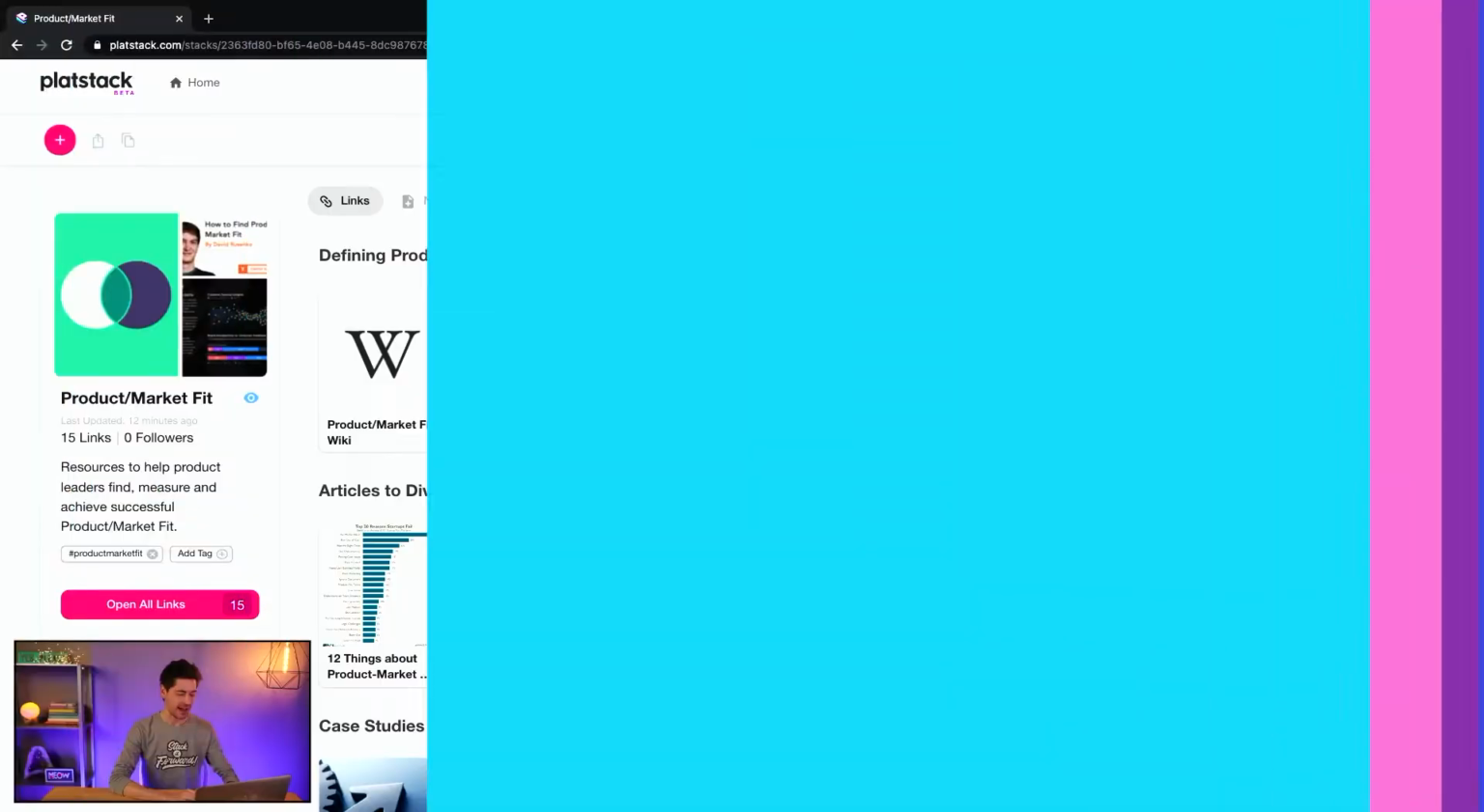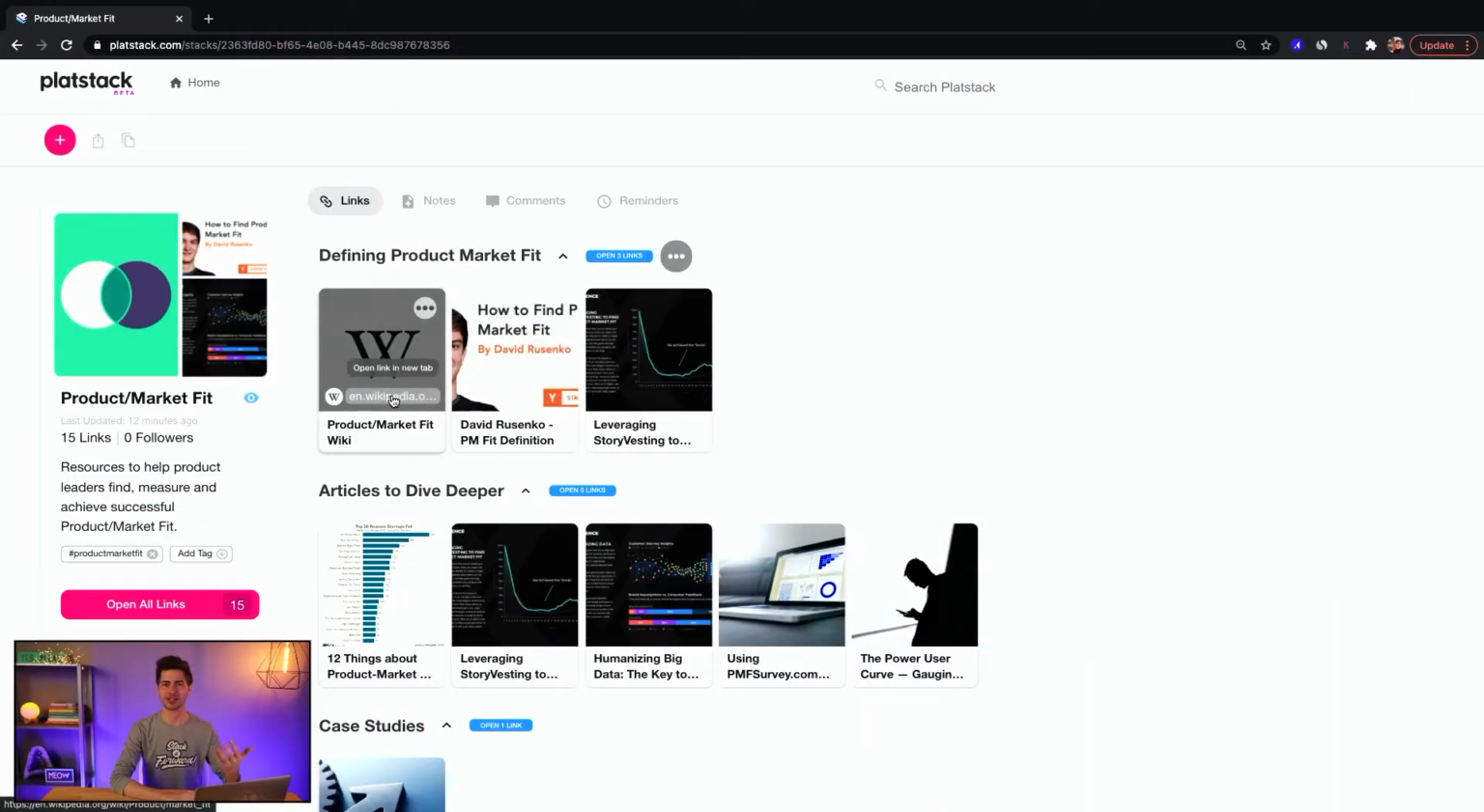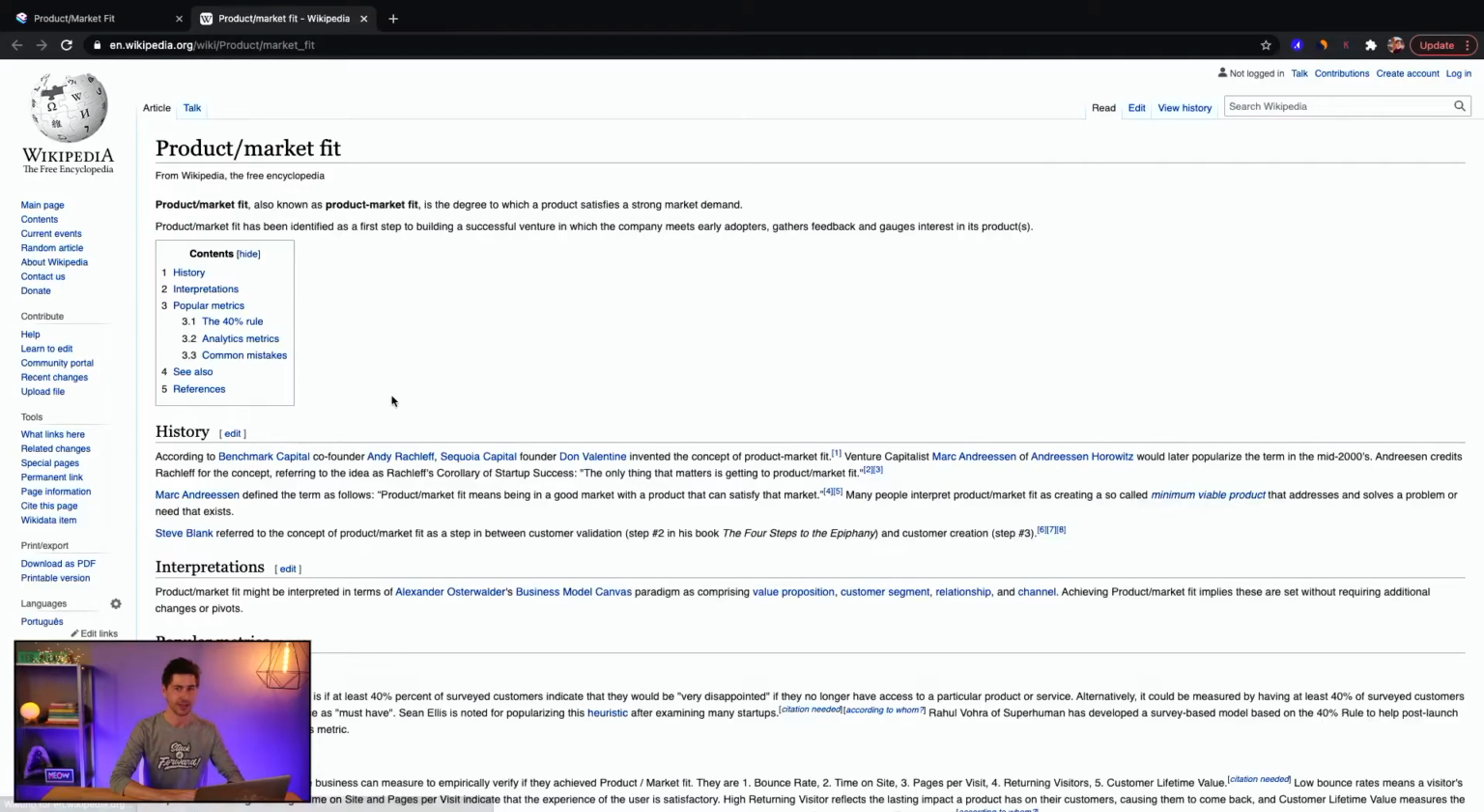To start unpacking how to find product market fit, we should probably first talk about what that really means. So if I take you into my stack, I have some definitions up here in the top, and let's just start with this Wikipedia definition. Wikipedia defines product market fit as the degree to which a product satisfies a strong market demand.